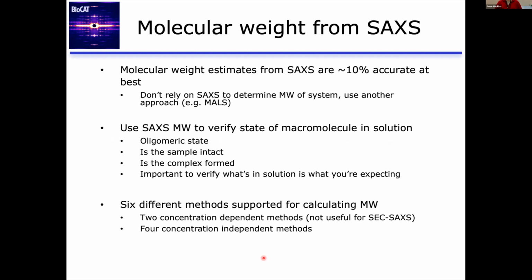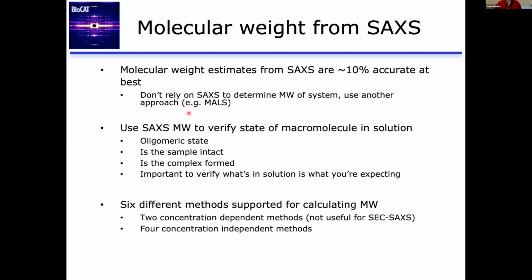So what I'm going to talk about next is how you get molecular weight from SAXS. The first thing I want to throw out there is that molecular weight estimates from small angle X-ray scattering or small angle neutron scattering are maybe 10% accurate at best. You don't want to rely on SAXS to determine the molecular weight of the system. You should use another approach, such as MALS, AUC, mass spec, something like that.